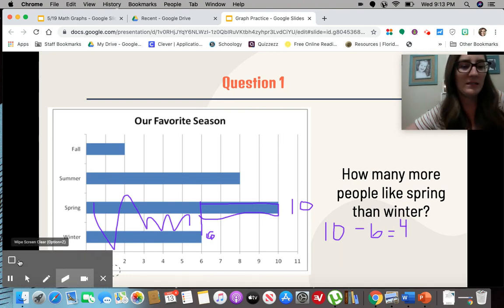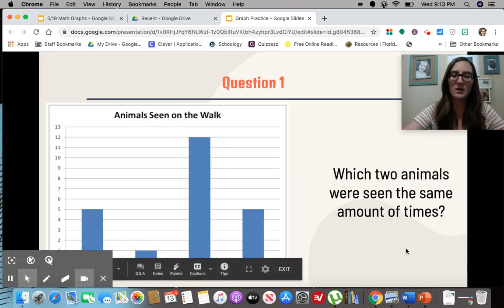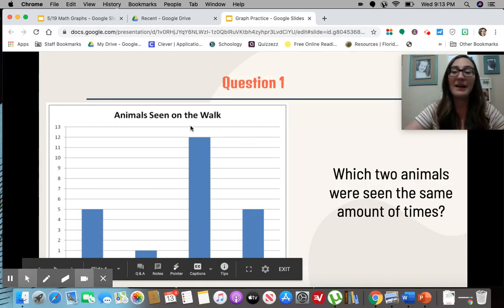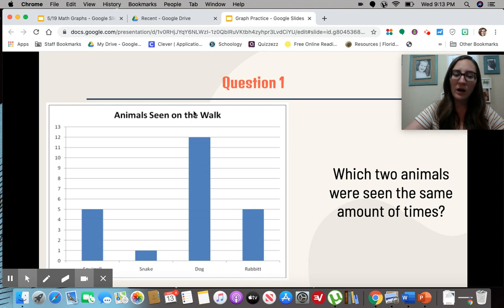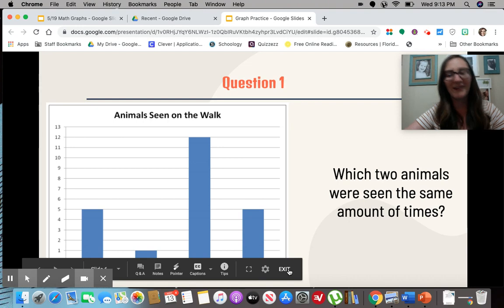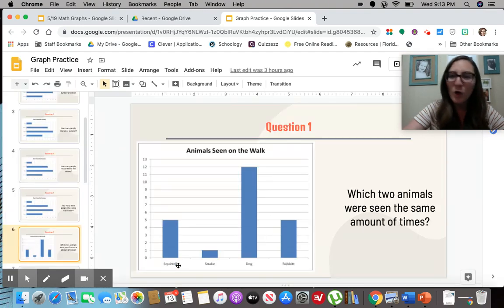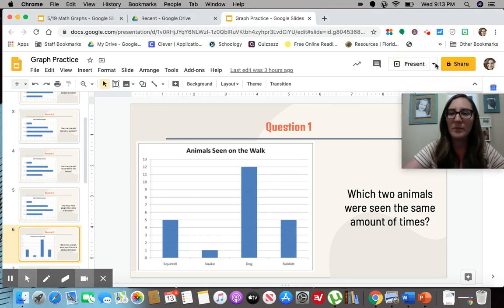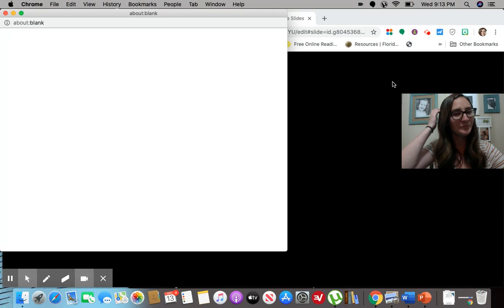All right, let's try one more. All right, new bar graph, vertical bar graph. Title, Animals Seen on the Walk. And there are, and I'm going to have to move it. Well, you can't see very well. I'm just going to exit out here, guys. I'll go back to make it big. Squirrel, snake, dog, and rabbit. Those are your different options. Let me go back to make it bigger.